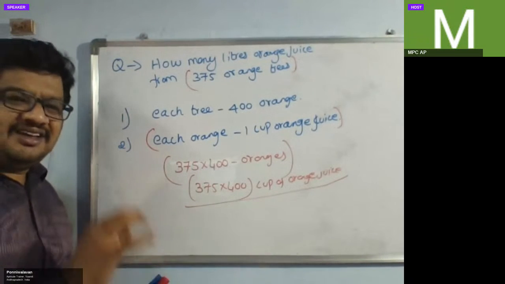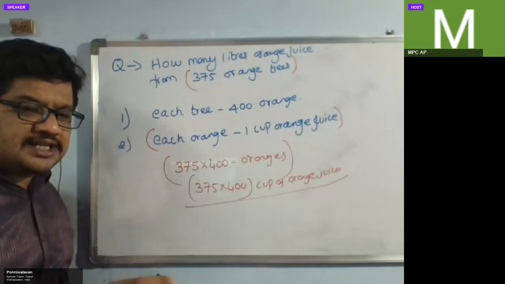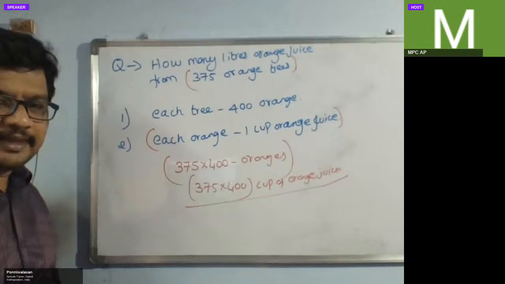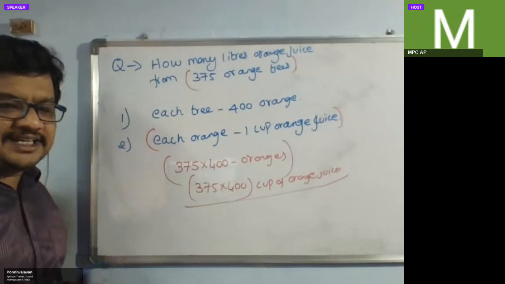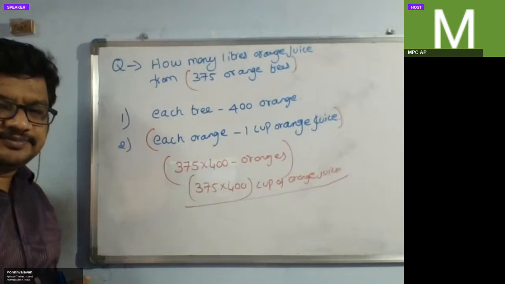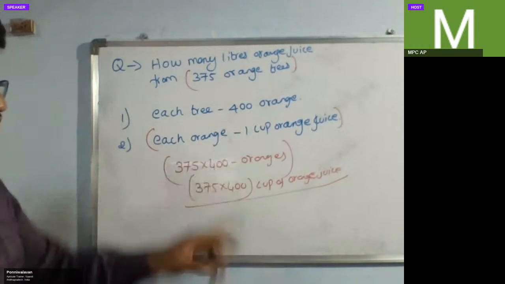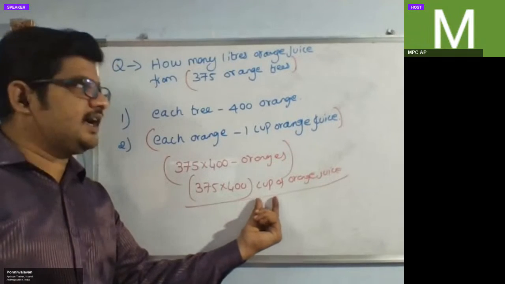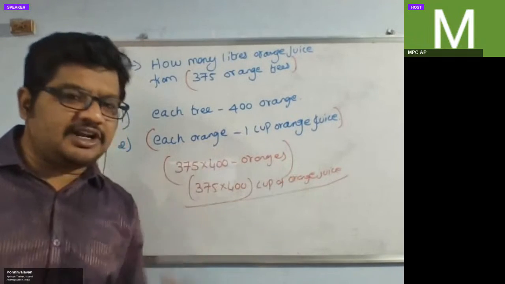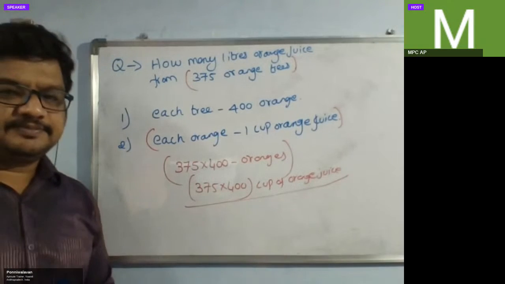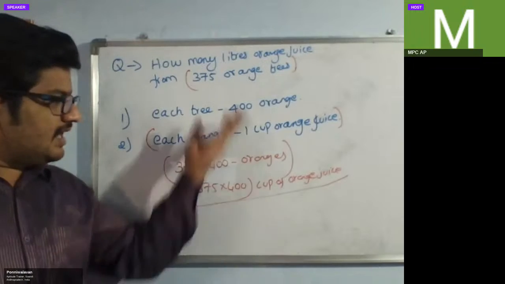They are asking how many liters of orange juice, or how many cups of orange juice? Okay, from these two statements we can find only how many cups. Do you know the measurement of each cup? No. Then how will you find the answer?